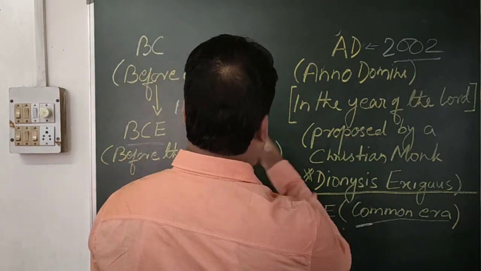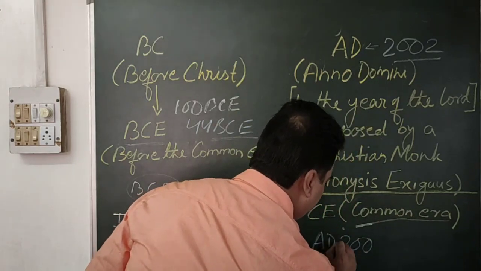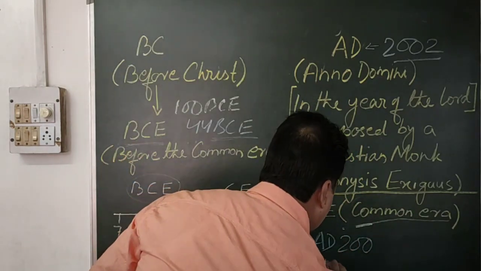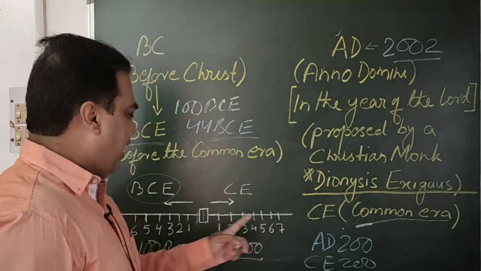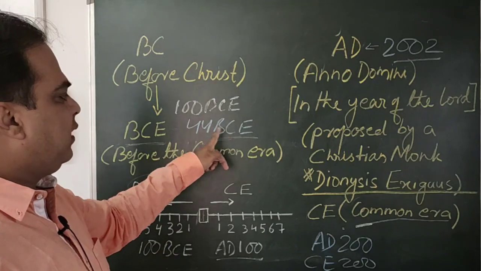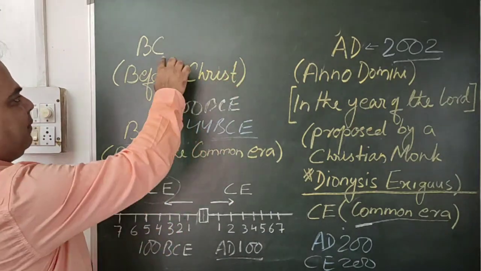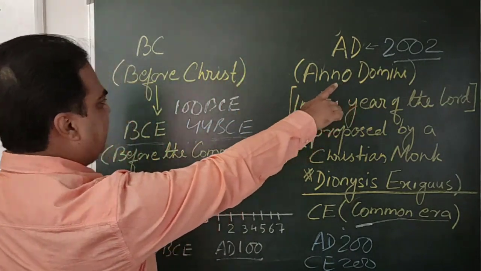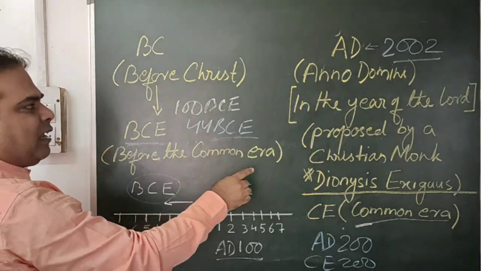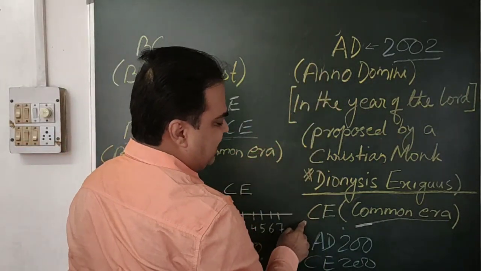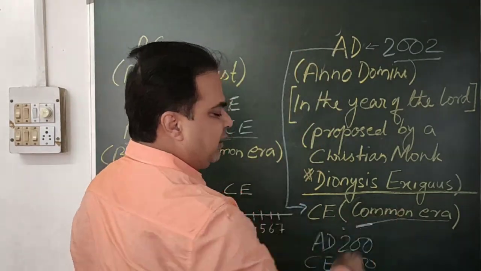BC is written after the number and AD is written before the number. Suppose if I want to write down 200 AD, so we'll write down AD 200 or CE 200. So this is written before and this one is written after the numbers. Okay, so this is all about BC and AD. BC means before Christ, AD means Anno Domini. Now BC has been replaced by BCE, that means before the common era, and AD is now replaced by CE, that means common era.